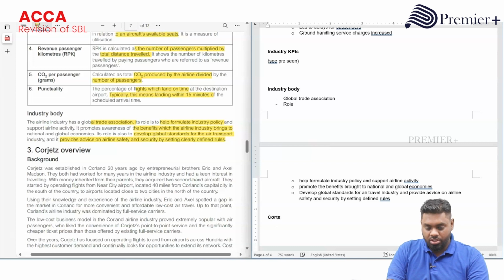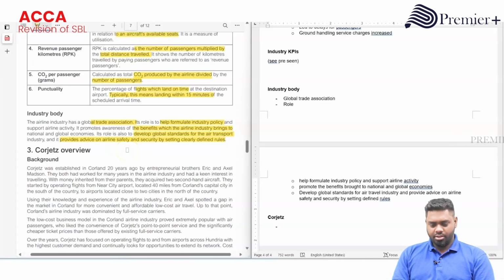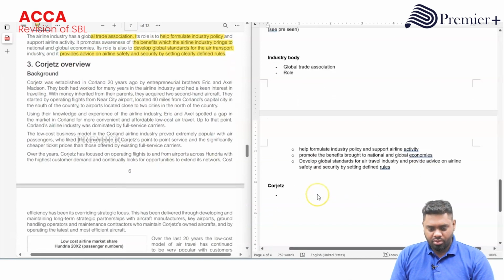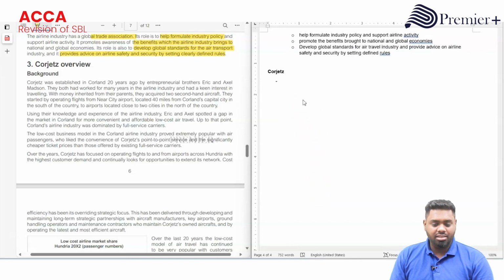It is CoJets. Let's look at the details provided for CoJets. So CoJets overview. CoJets was established in Poland 20 years ago. We discussed that by entrepreneurial brothers Eric and Axel Mattsson. They both had worked for many years in the airline industry and had a keen interest in traveling.